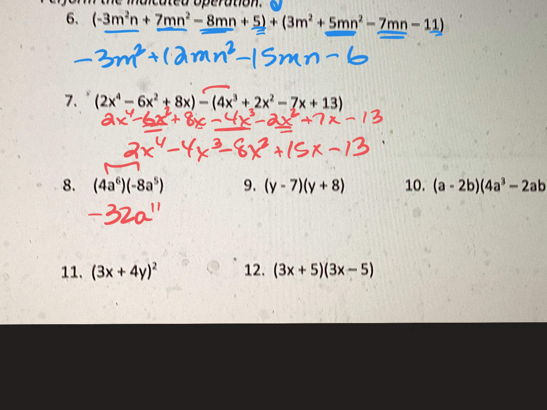Number 9 is FOIL. We were doing this in our head in class. We were awesome. Okay, so I'm going to go first. I'm going to work the whole thing out. Outer is 8y. Inner, negative 7y. Last, negative 56. Don't forget to add your OI, your outer inner. 8y minus 7y is positive y, minus 56.